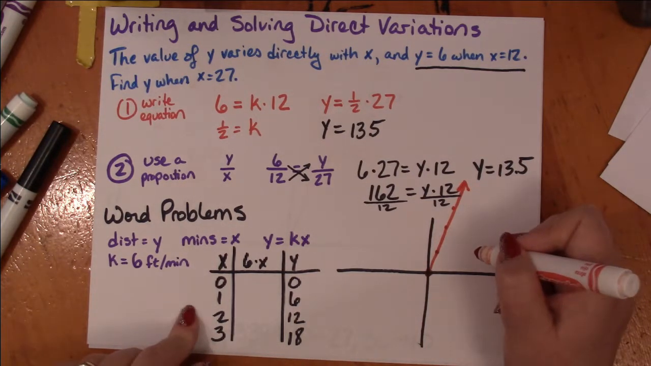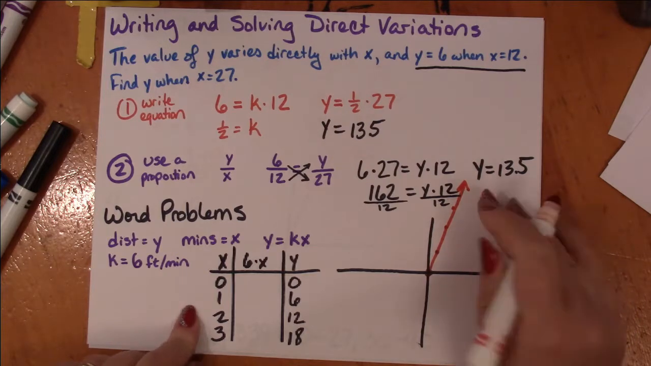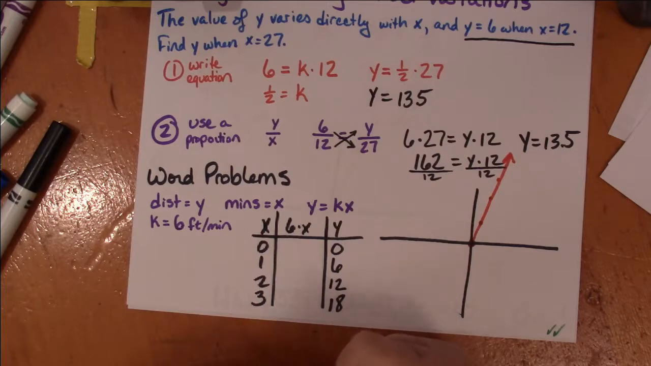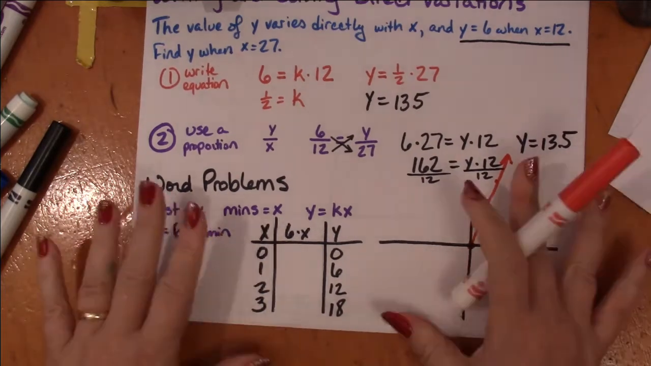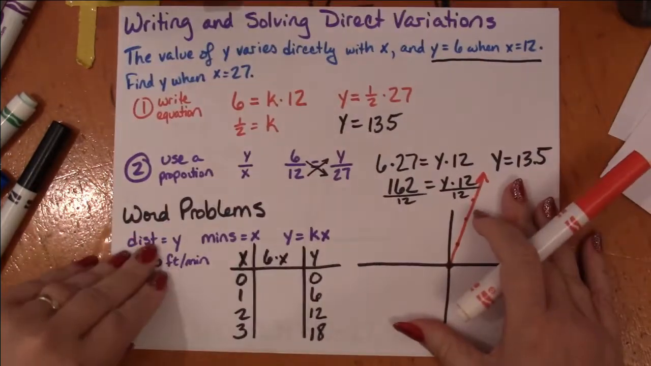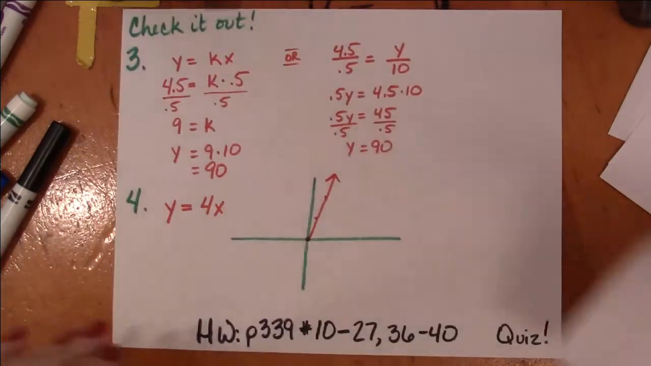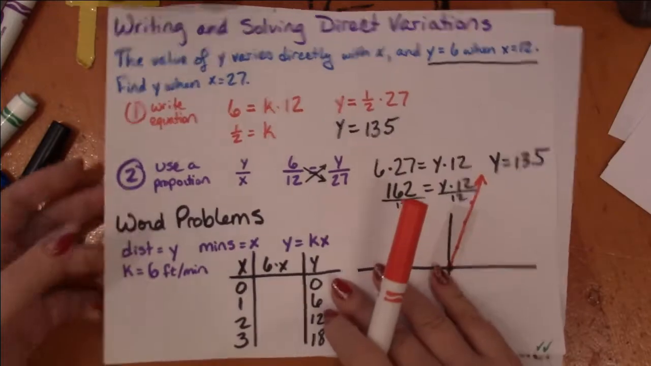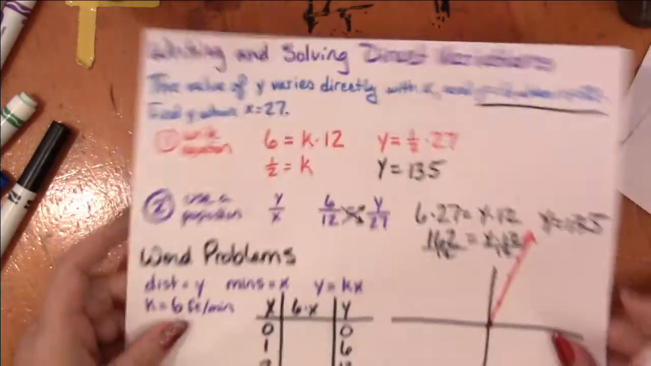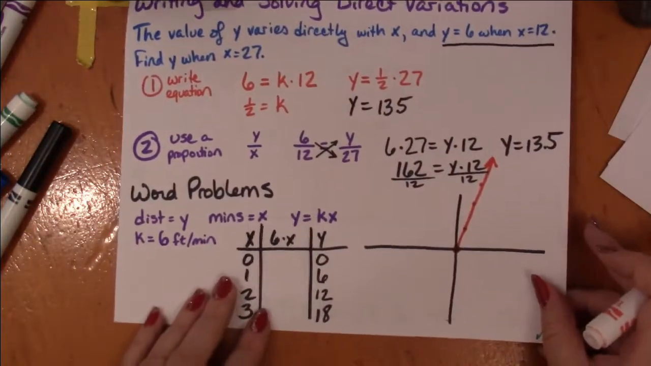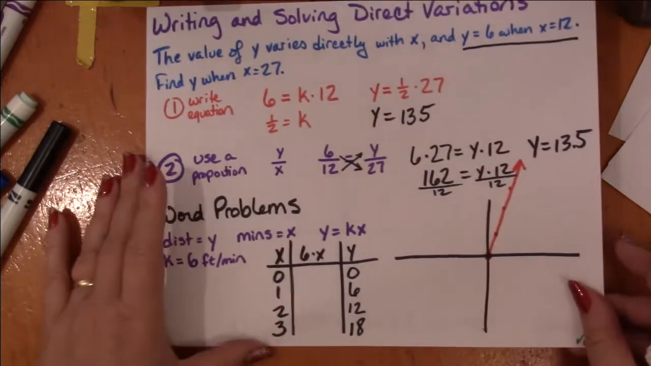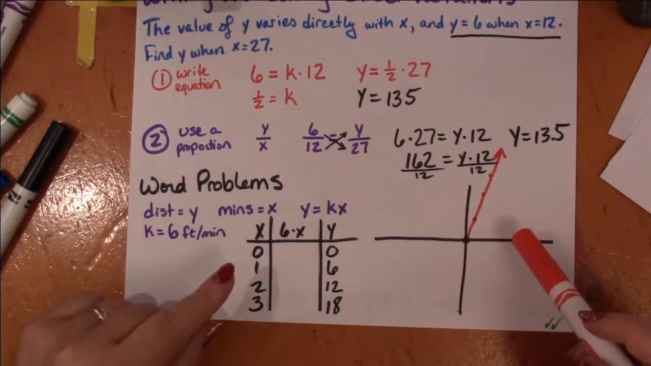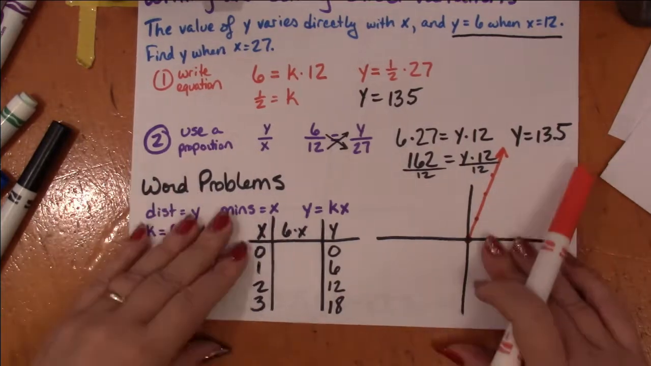Direct variation word problems are really pretty straightforward. Give them a shot. Give number 4 on page 338 a shot. Pause the video here, come back when you're done. So you've got 2 different check it outs to do on page 338, numbers 3 and 4. Pause the video here and come back when you're done.